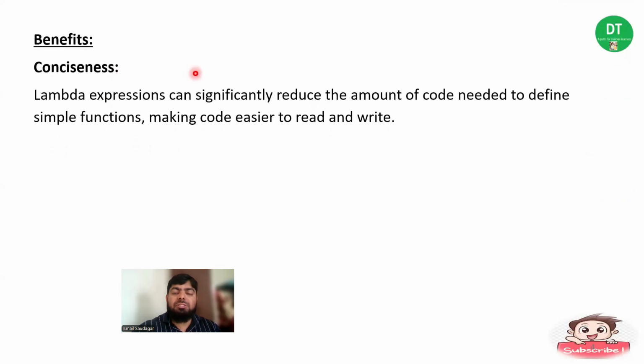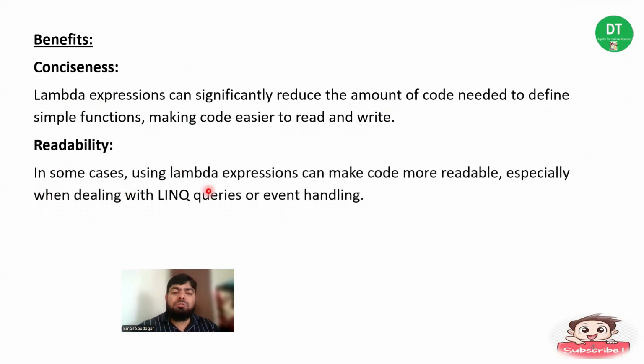Benefits of lambda expressions, inline methods or anonymous methods. Conciseness means writing short code. Lambda expressions can significantly reduce the amount of code needed to define simple functions, making code easier to read and write. Readability: in some cases, using lambda expressions can make code more readable. If my method definition is very complex, I will not be able to read the code properly and understand the logic. If I use a lambda expression, readability increases, especially when dealing with LINQ queries or event handling.